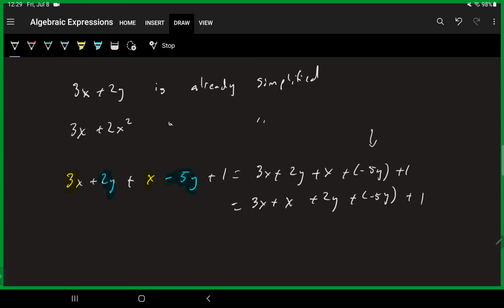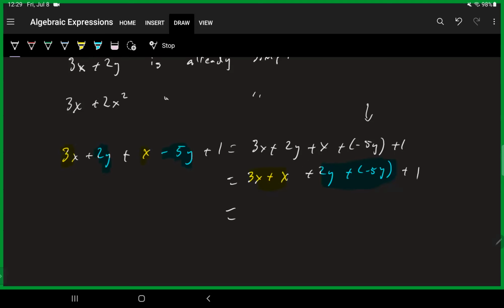All right, so I have 3x plus x. So my like terms are now next to each other. And I can use the same idea that I did above and combine my coefficients. So 3 plus 1 is 4. So I get a 4x. 2 plus a negative 5 is a negative 3. And that 1 doesn't have any friends, so it just hangs out by itself. So don't forget it. Make sure you bring it down.